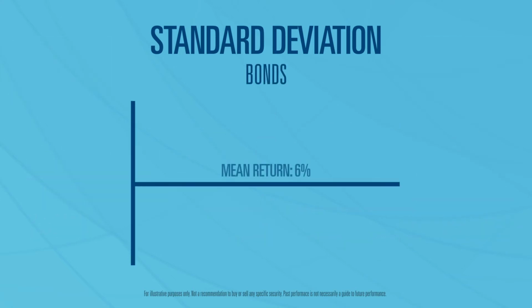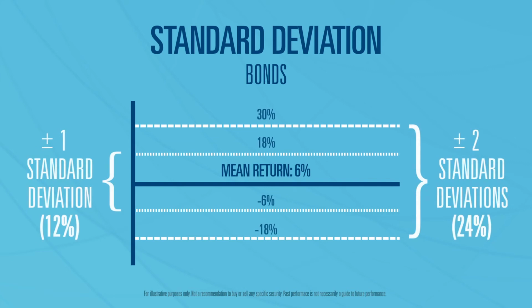The same kind of data is available for bonds, but bonds have a lower average return of 6% annually, and one standard deviation is only plus or minus 12%. This is another way to prove that bonds are less risky than stocks.